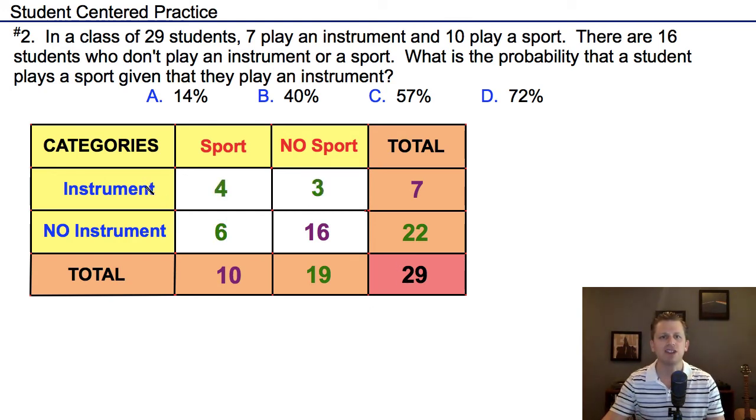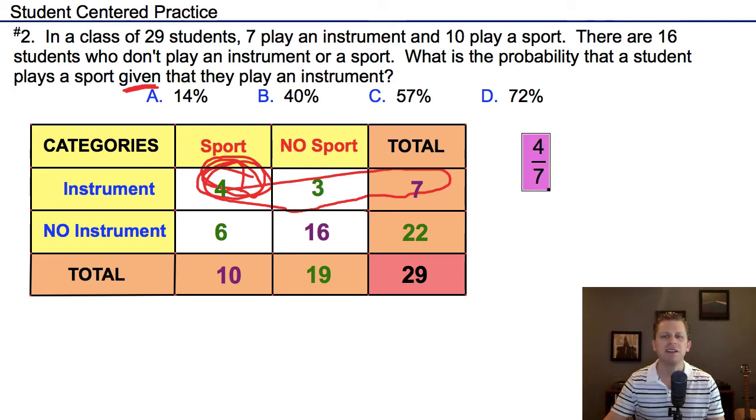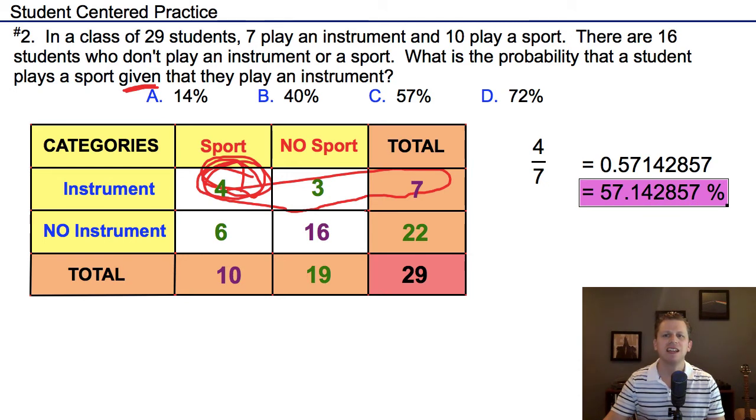Now let's answer the question. Because I see the word given, I can tell this is a conditional probability. It says, what is the probability the student plays a sport given that they play an instrument? So here we only care about the students that play an instrument. That's these 7 students. Of those 7 students, what's the probability that they play a sport? It looks like 4 of those 7 students play a sport. So our probability here is 4 out of 7. Divide to make it a decimal, multiply by 100 to make it a percent, and 57% of the students that play an instrument also play a sport.